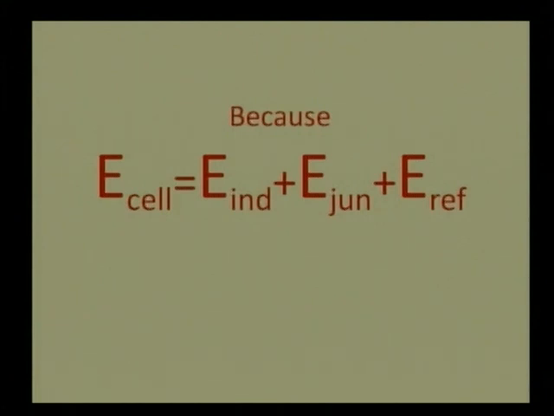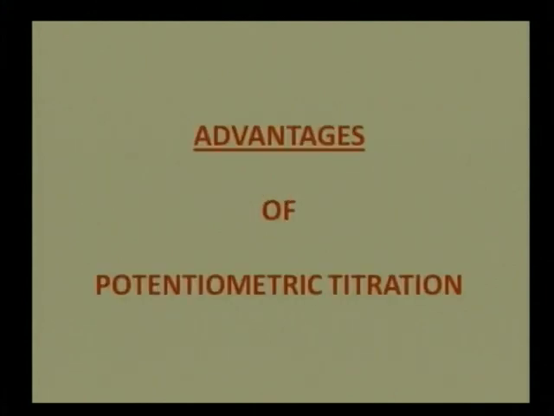E cell, meaning the EMF of the cell, is equal to the indicator electrode potential plus junction potential plus reference potential. When we combine these three values, we get the cell potential. But E reference is a constant value, and E junction is a constant and very low value. So E cell is directly proportional to E indicator.